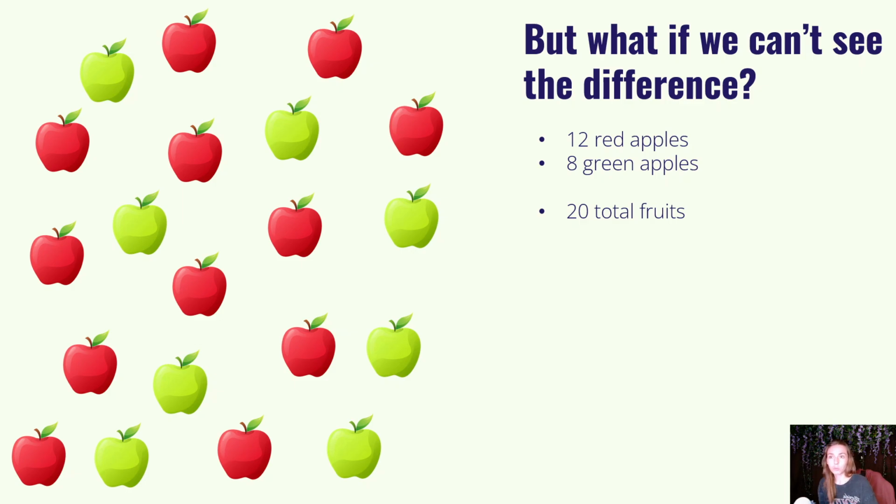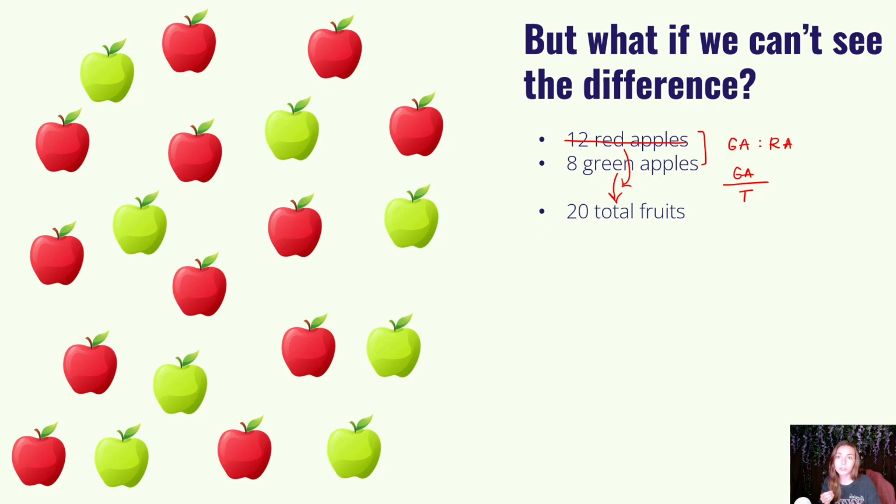So again, I have 12 red apples, I have 8 green apples, and I have 20 total fruits. So I can compare the red apples to green apples, I can compare the green apples to total fruits, and I can compare the red apples to total fruits. But the thing is, my friend is only allergic to green apples, so I don't really care about the chances of him biting into a red apple. I only really care about the relationships that involve green apples. So I really only care about green apples to red apples and green apples to total fruits, right?